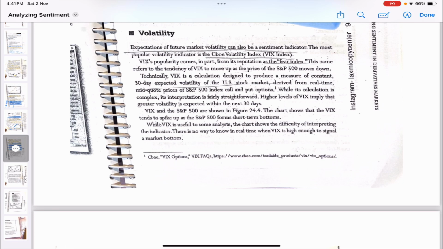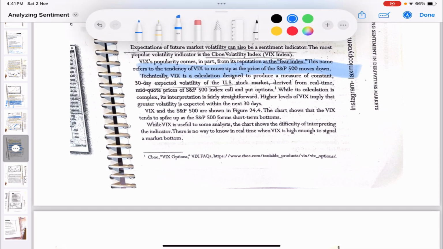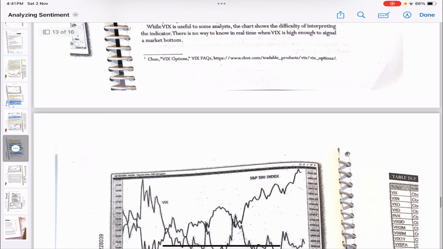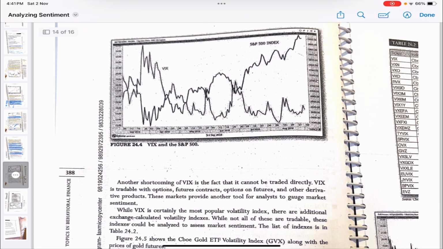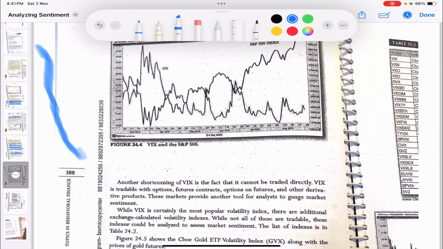The name refers to the tendency of the VIX to move up as the price of the S&P moves down. VIX is a calculation designed to produce a measure of constant 30-day expected volatility in the US stock market. So I don't even have to go through VIX since we've already discussed it in extreme detail, but you can look at it, right? Whenever there is a big dump, like during COVID, the price dumped at a very rapid rate. There was a big sharp dump, and at the same time, there was a high spike in the VIX index.